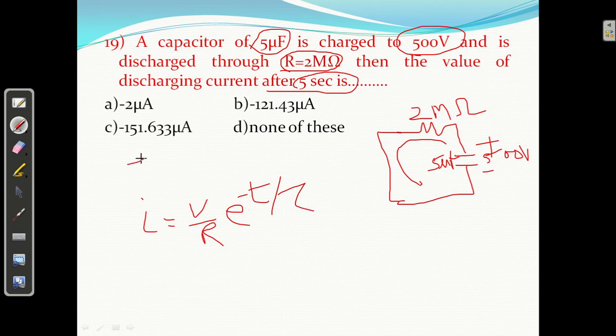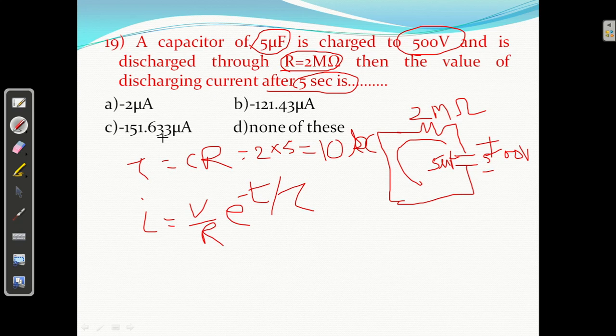What is tau? Tau equal to C into R. That is 2 mega into 5 micro. So 2 into 10 raised to power 6, and 5 micro means 5 into 10 raised to power minus 6. So it is 2 into 5, and plus 6 and minus 6 will cancel. It is 10 second. So tau equal to 10 second.